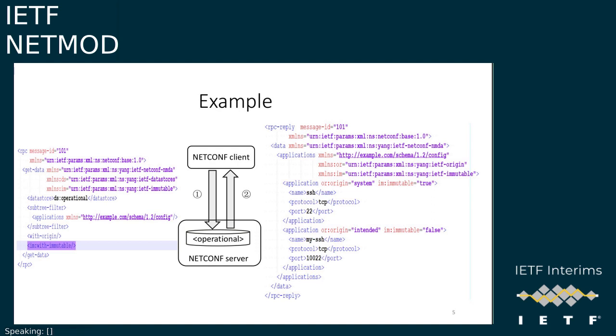Jason? I guess similar to Kent's question, the immutable property is inherited. Does the draft recommend that it does not need to be specified if it's inheriting from its parent?